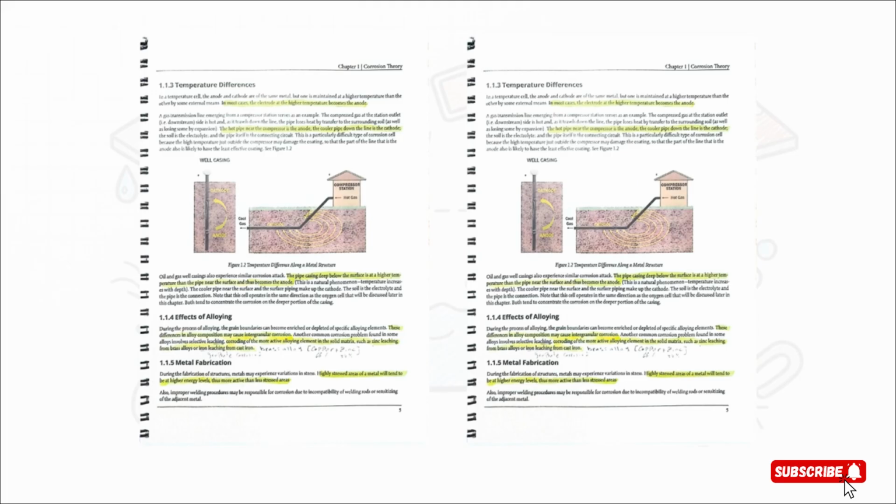The diagram shows a hot pipe coming right out of a compressor station. Well, that hot section becomes anodic to the cooler pipe further downstream. The exact same thing happens in a well casing, where the warmer, shallower part corrodes to protect the cooler, deeper section below.